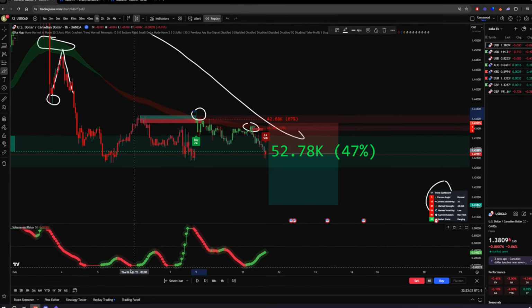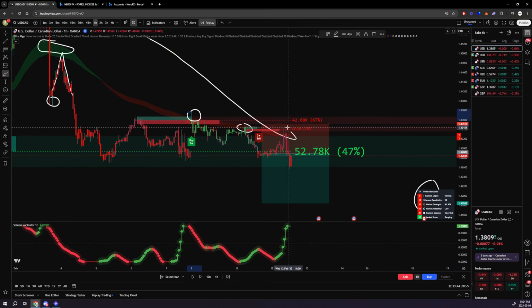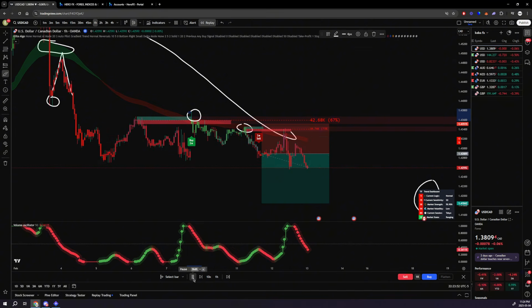Then from here, we're simply going to take this trade and see exactly what happens. The price is going to go back up toward our stop loss. We don't get taken out, but we get pretty close. The price then goes back down, and as we can see, it hits our take profit right there.